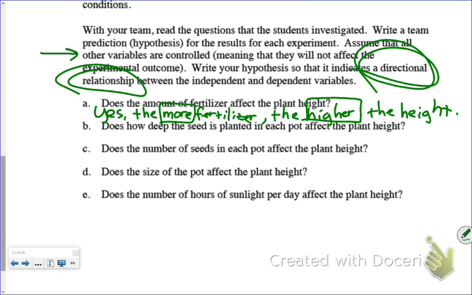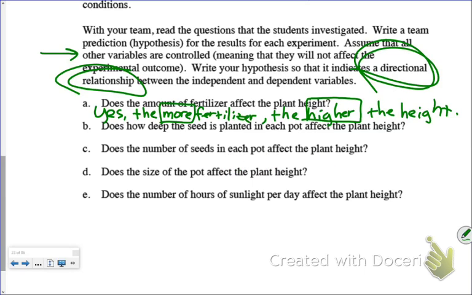C, the number of seeds in each pot affects the plant height. What do we think for C? The number of seeds. Yeah, Cal. No, the more the seeds, the more plants. So you say, wait, but we're talking about height. Oh, so you're talking about the number of plants. We're saying, so the number of seeds in each pot. So I've got a pot.